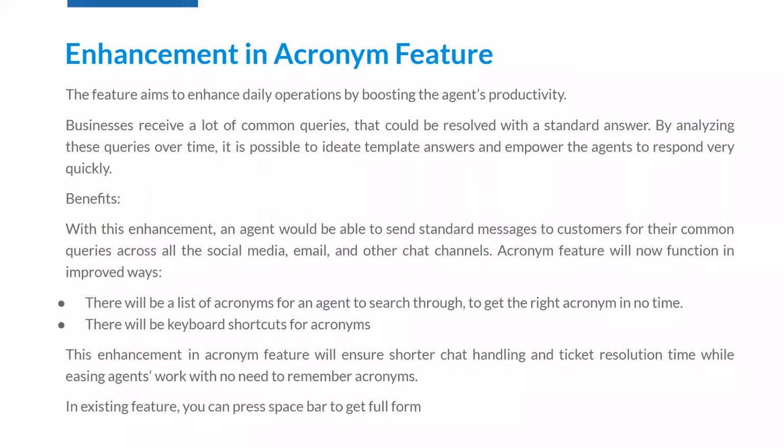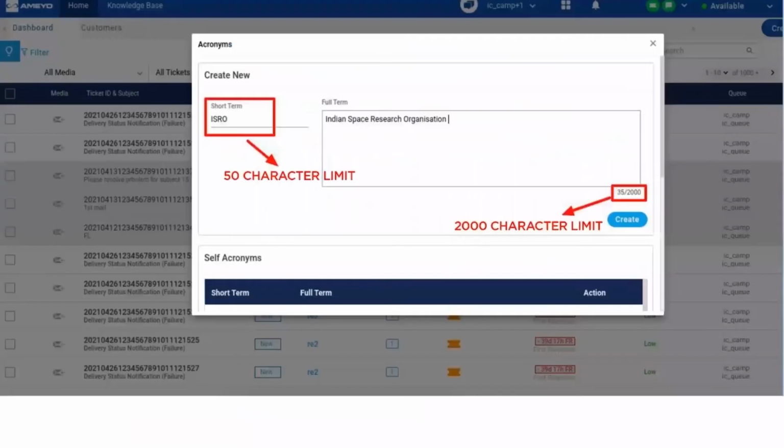Also, apart from that, earlier the problem was that the agent had to remember all of these short forms, all of these acronyms. He had to remember that he has to type ISRO if he wants Indian Space Research Organization to appear. So this was his limitation earlier. He had to remember the short term to print out the full term.